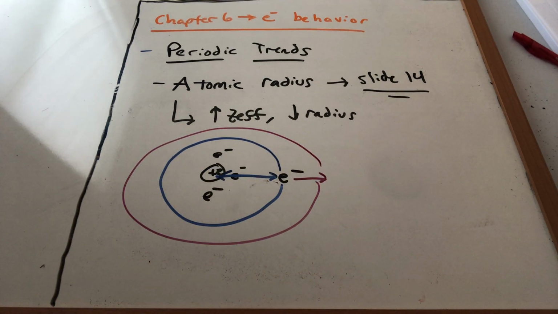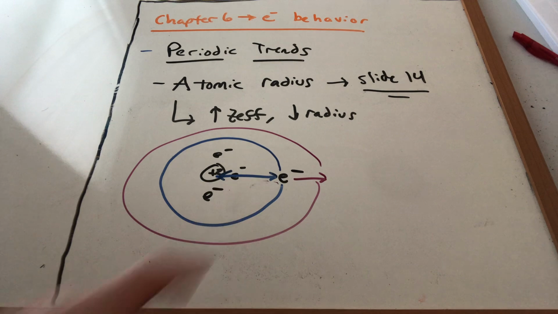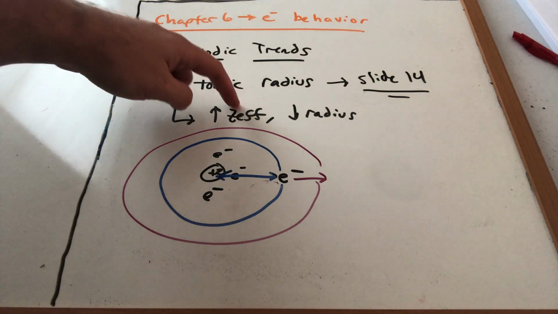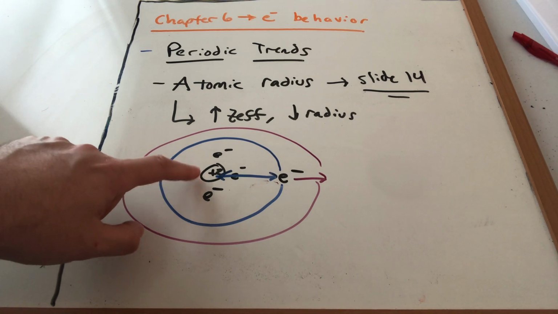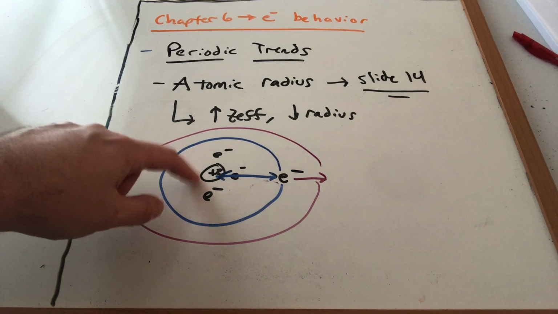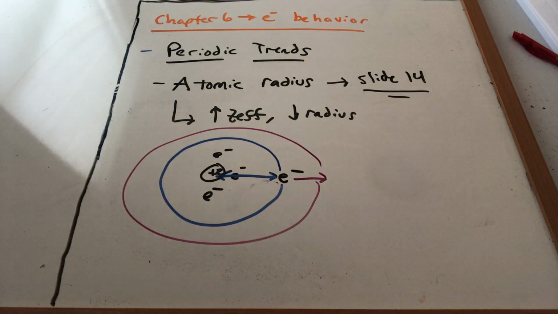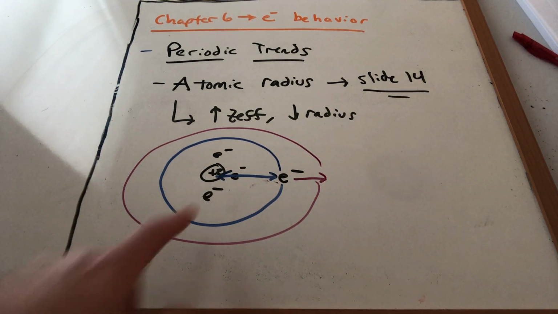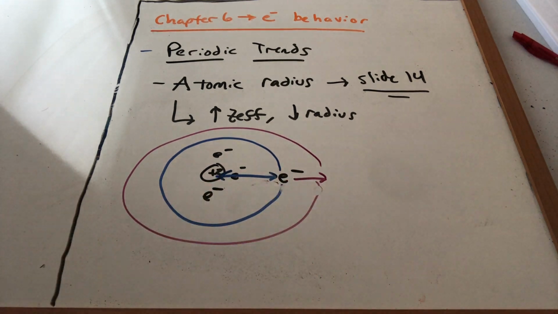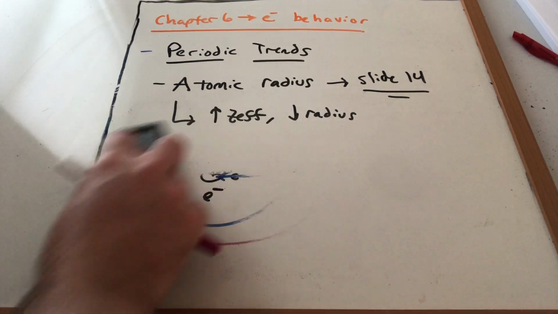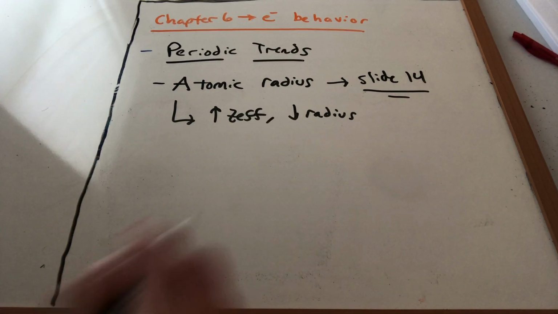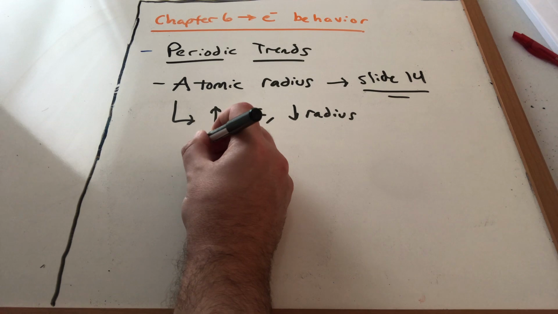So atomic size, which is based off the radius to the last electron or to the outer electrons, is affected by Z effective because it's how much pull there is. How much pull there is determines how close this electron is to the nucleus. More pull, it's closer. Less pull is further away. So if I know the Z effective trend, then I know the atomic radius trend, and you can kind of see this on slide 14.